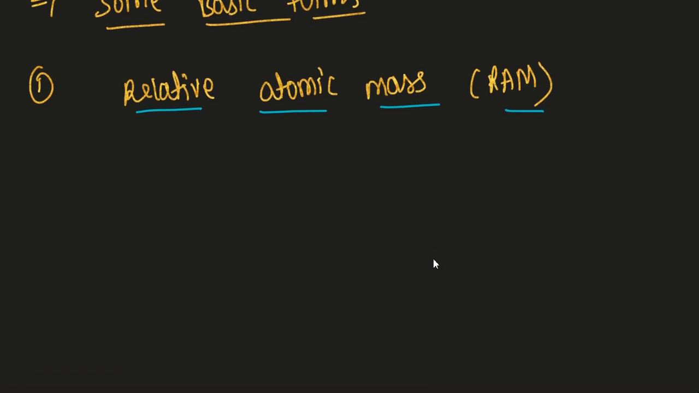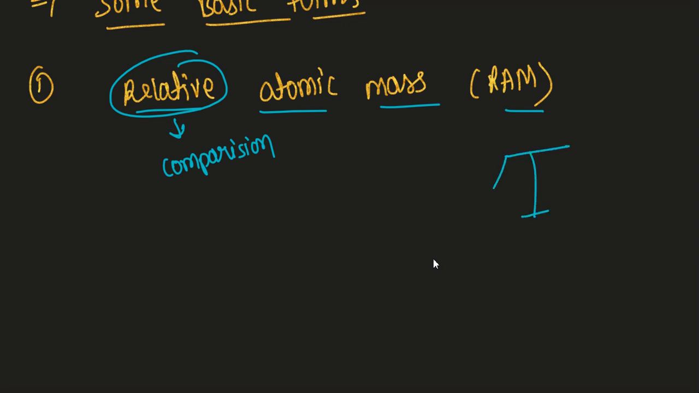What is the meaning of relative? Relative means we are doing a comparison. Whenever we do any comparison, we call it relative. For example, let us take a small example. Suppose I'm going to take one weighing pan.